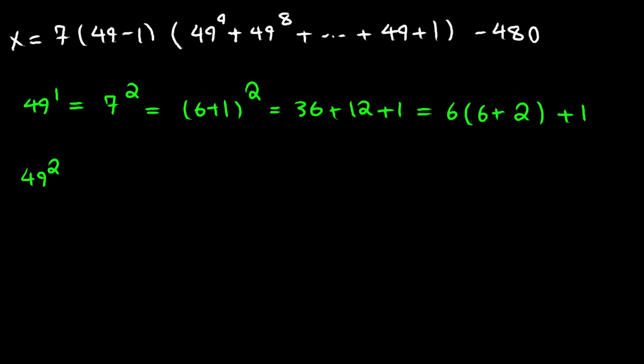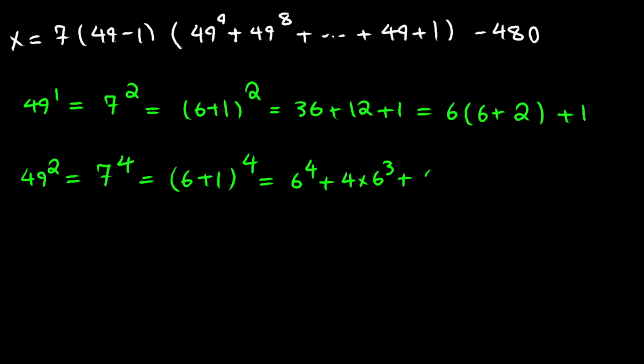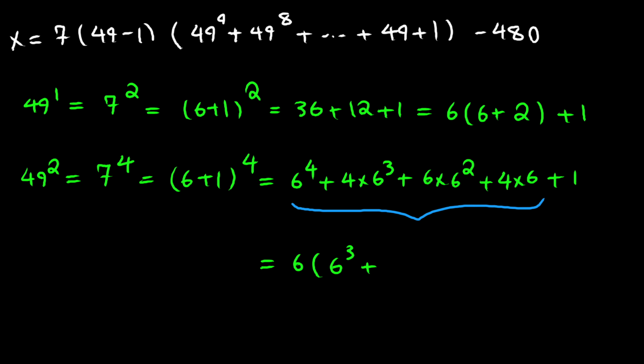49 squared can be expressed as 7 to the power of 4, which equals 6 plus 1 to the power of 4, which equals 6 to the power of 4 plus 4 times 6 cubed plus 6 times 6 squared plus 4 times 6 and plus 1. So we can factor out a 6 out of these terms. So we will have 6 times 6 cubed plus 4 times 6 squared plus 6 squared and then plus 4 and plus 1.